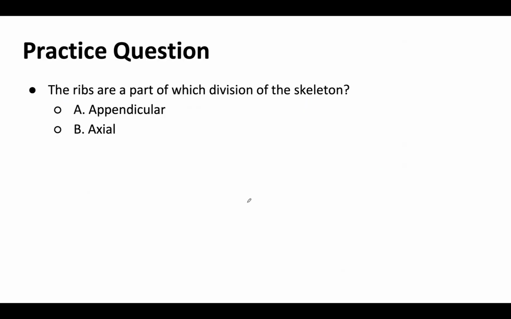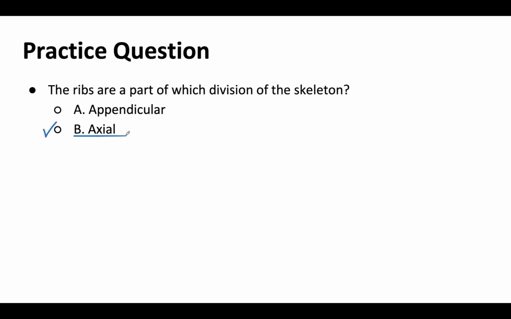Excellent. We have reached the practice question. So let me know what you think about this one. The ribs are a part of which division of the skeleton? Is it the appendicular or is it the axial? And hopefully you have landed on B, axial being the correct answer.